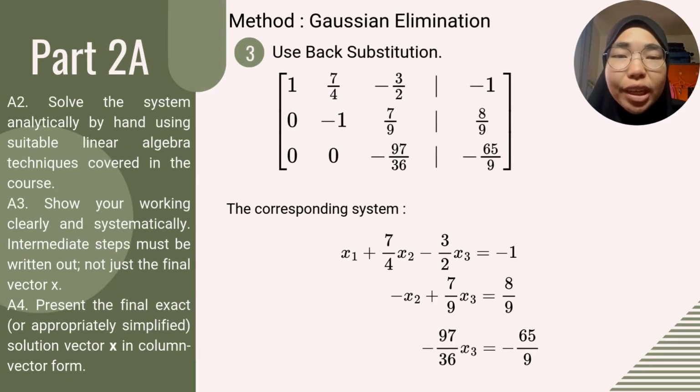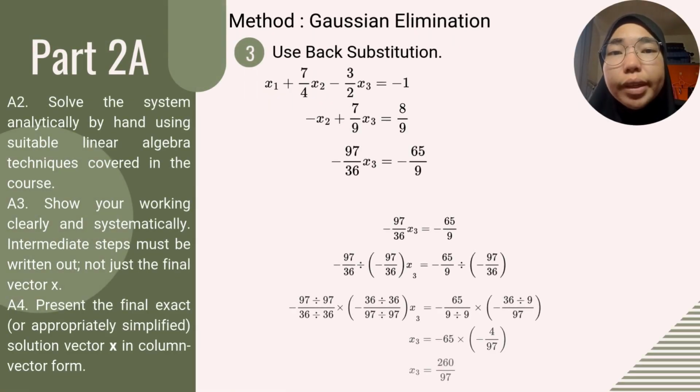Hi, my name is Nur Zulaika binti Mama Hafiz. I will continue with Part 2A. Now, we use back substitution together with the Gaussian elimination method to find the values of x3, x2, and x1 step by step. First, we write the corresponding system of equations for each row.